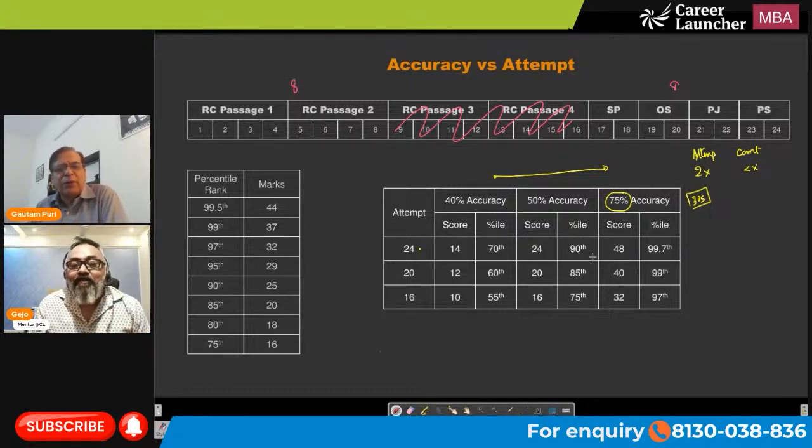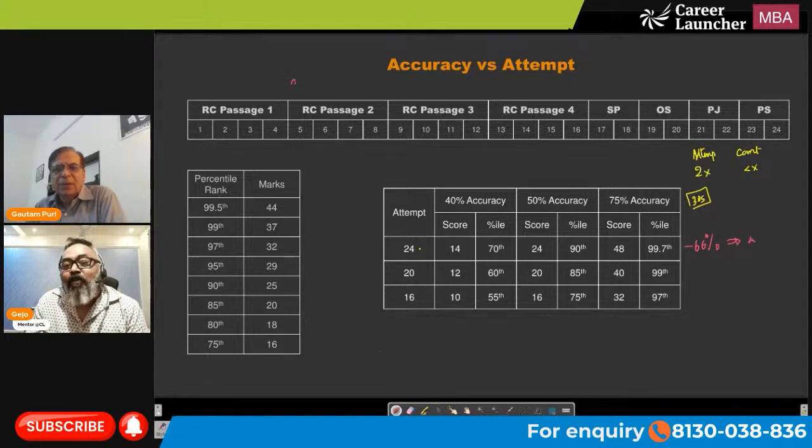Correct. 60% accuracy, 2/3. 24 questions, not 75%. Let me say 2/3 right. So 16 right, which gives 48, and 8 wrong. I'll be at 40. 66% accuracy at 24 questions. Yes, you'll be at 40 and 99 percentile.